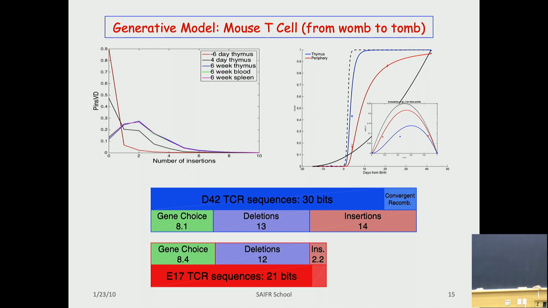blood drawn from, let's see, what have we got here? Red is 6 week, 4 week, 6 day, 4 day. Okay, I think this actually may be mislabeled. I'm not 100% sure. What I've plotted here is the insertion distribution, the distribution on the number of insertions that are made between the gene modules that are brought together, and the analysis is done on mice of different ages.